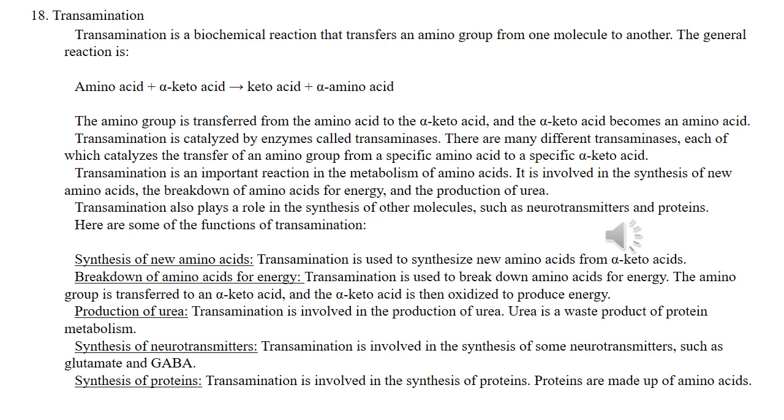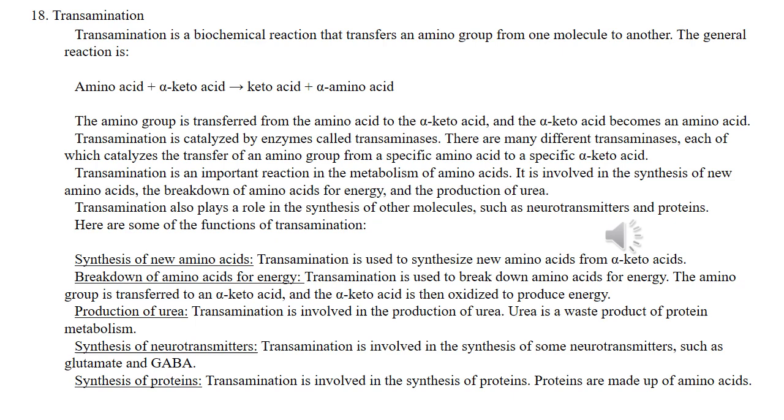There are many different transaminases, each of which catalyzes the transfer of an amino group from a specific amino acid to a specific alpha keto acid. Transamination is an important reaction in the metabolism of amino acids. It is involved in the synthesis of new amino acids, the breakdown of amino acids for energy, and the production of urea. Transamination also plays a role in the synthesis of other molecules, such as neurotransmitters and proteins.